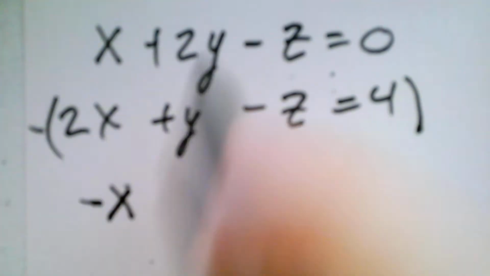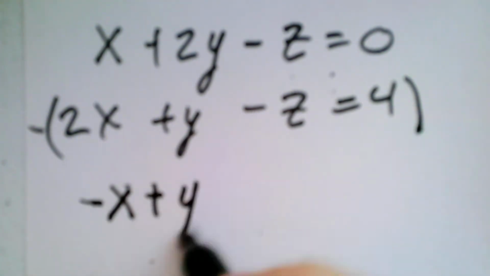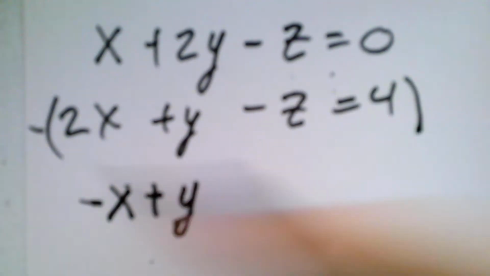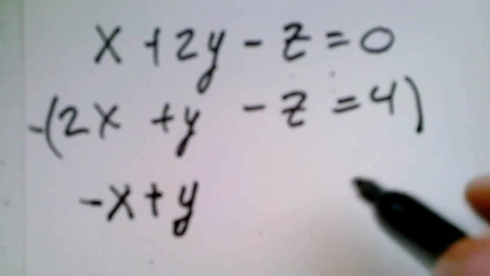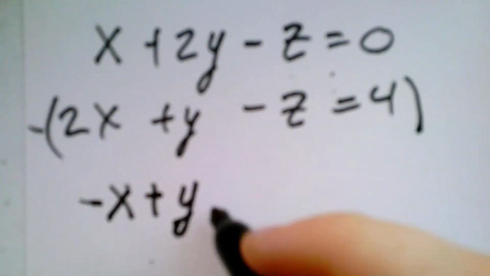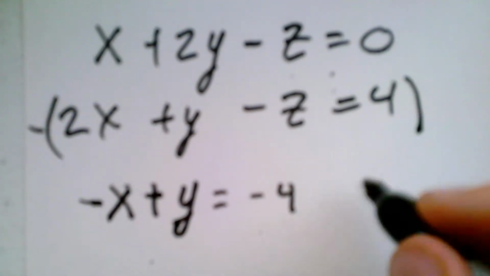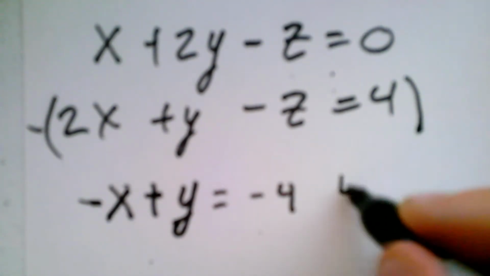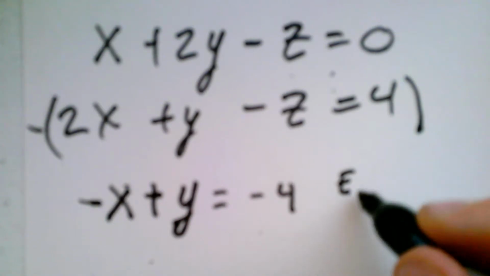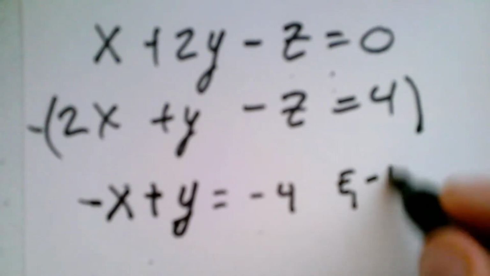2x minus y is plus y. And z minus negative z is 0. And 0 minus 4 is negative 4. So here is my new equation. This is what I got from equations 1 minus equation 2.